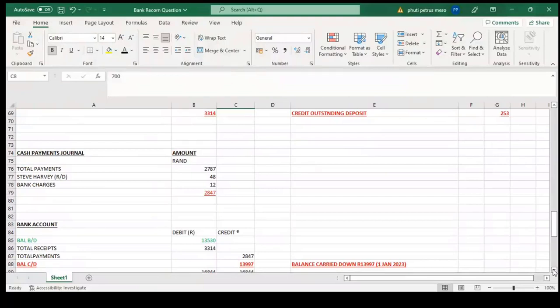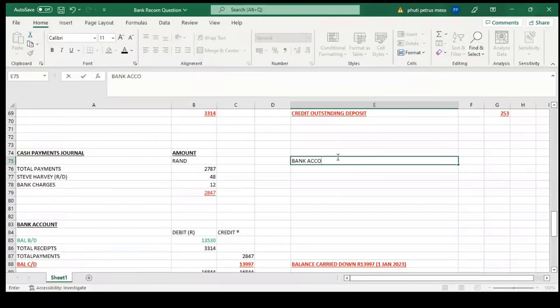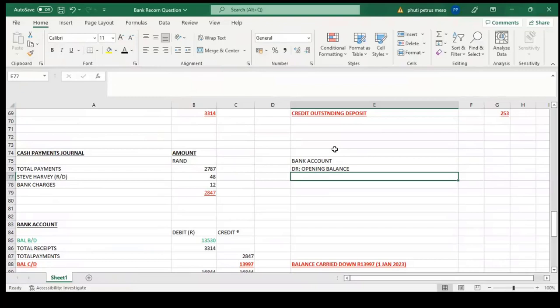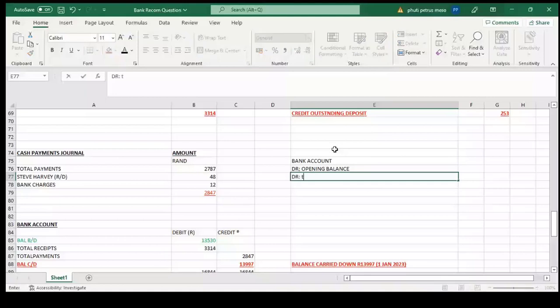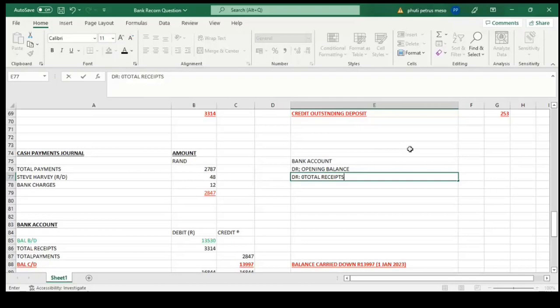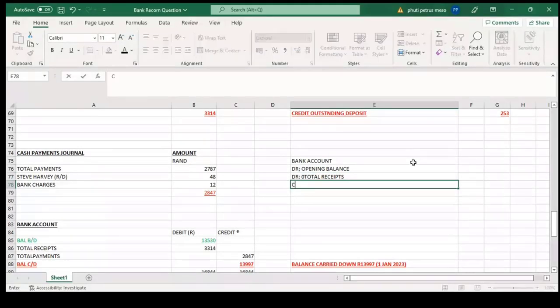So what's going to happen is you open up what's called the bank account. I'm just going to open it up here. It's a bank account, and you'd say opening balance. Remember, I'm just going to write it down, but it's more like a T account. Opening balance is on the debit side. So I'm just going to say debit, opening balance. Okay, and then you're going to debit what? The receipts again, right? Yes. We'll say total receipts. And you're going to say credit total payments, yes. Thank you very much.